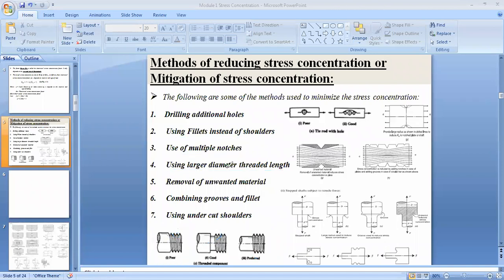Then fifth one is removal of unwanted material. What is removal of unwanted material? If you take a single groove here, instead of the single groove, if you enlarge this groove, then it will remove the unwanted material. Then sixth one is combining grooves and fillets.